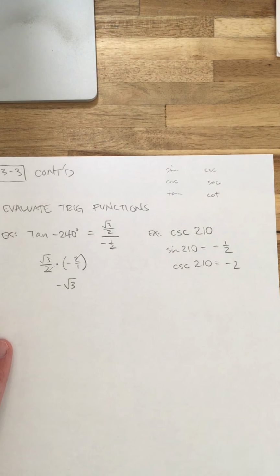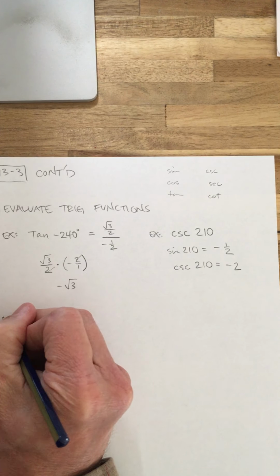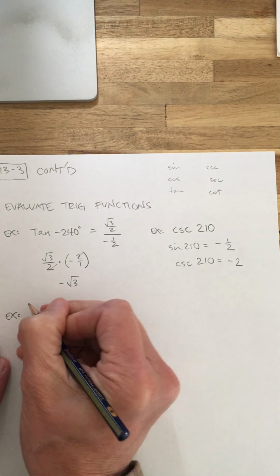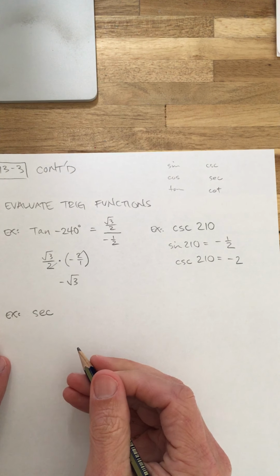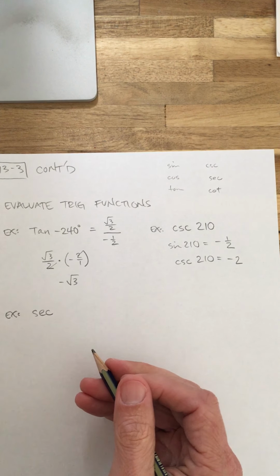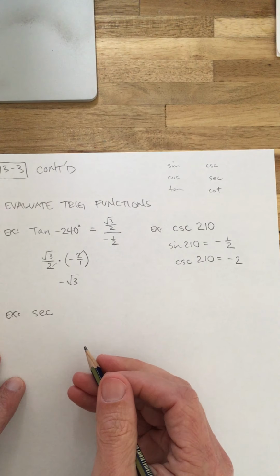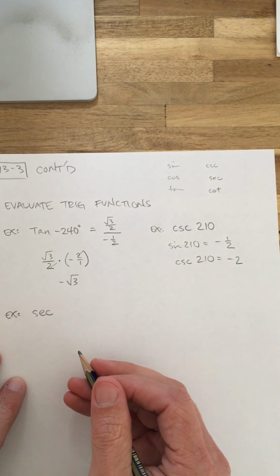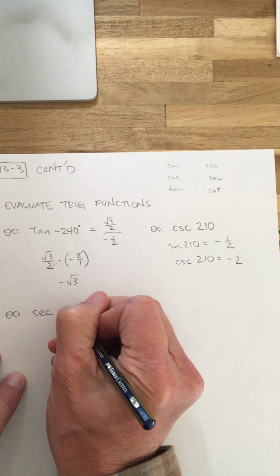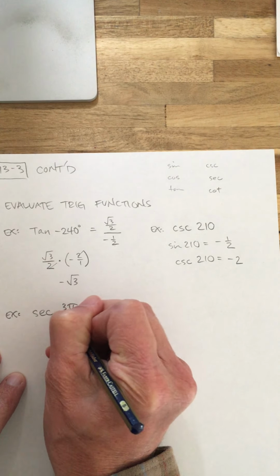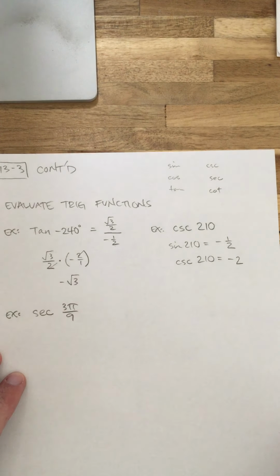All right, let's do one more. See if you can do this one on your own. How about the secant of, oh, I don't have any more in degrees. Okay, let's do radians. 3 pi over 9. This might be interesting, okay? The secant of 3 pi over 9.